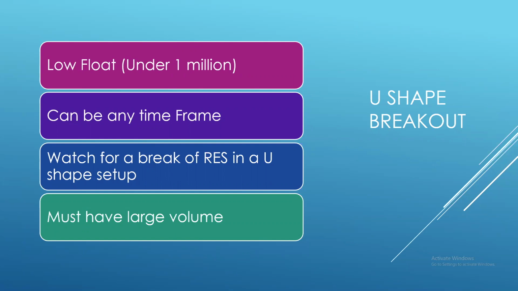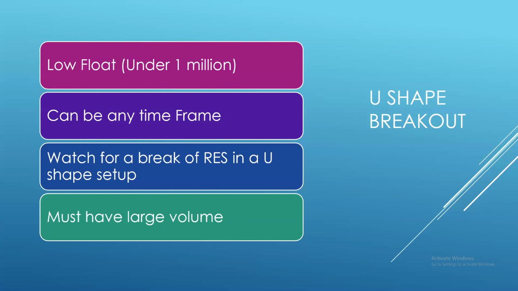So what do you think is a U-shaped breakout pattern? What we were going over before, right? What we were talking about before, these U-shapes, and how when these U-shapes form, we establish resistance and then we make a U-shape and get a nice big breakout to the upside. So what is the criteria for a U-shaped breakout pattern? A low float, under 1 million in float, that's always best, but anything under 5 million, we consider a low float.